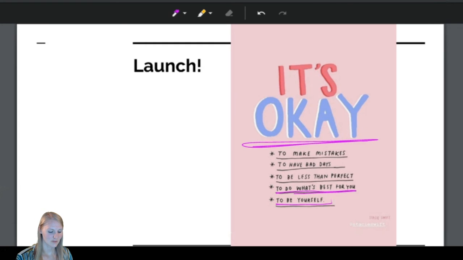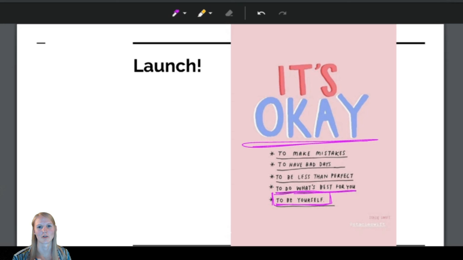And finally, it's okay to be yourself. I remember being in high school. I remember the insecurities. I remember thinking no one liked me. I was too loud. I was too obnoxious. I was too skinny. I was too fat. I didn't wear makeup. I was too ugly. Whatever. We always think these things about ourselves. But it is okay to be yourself.